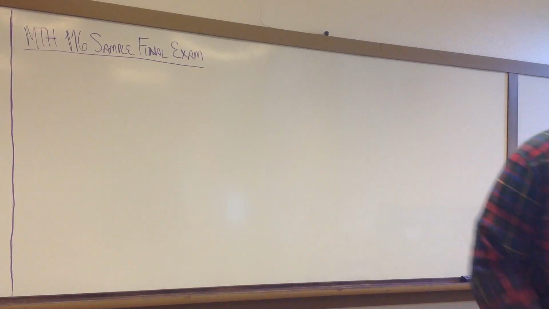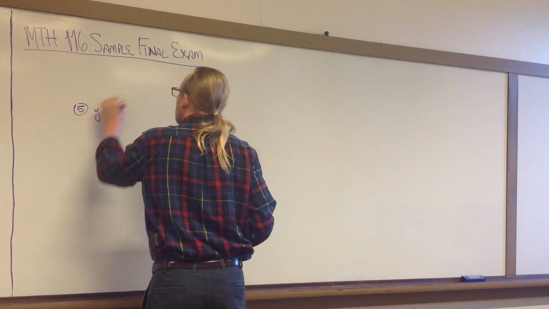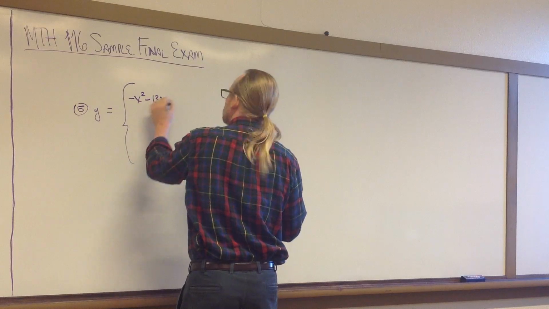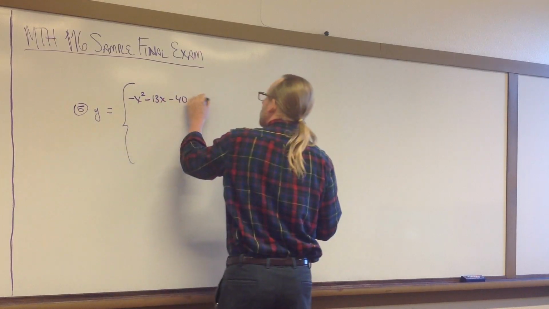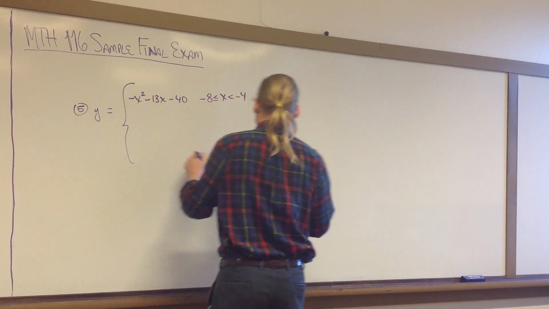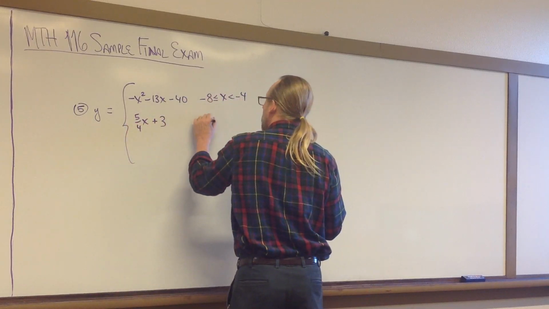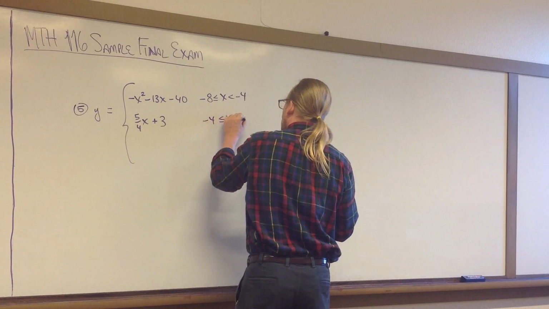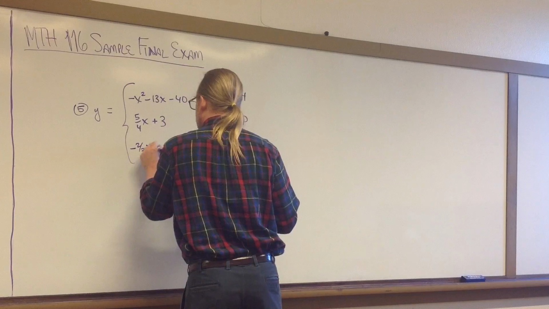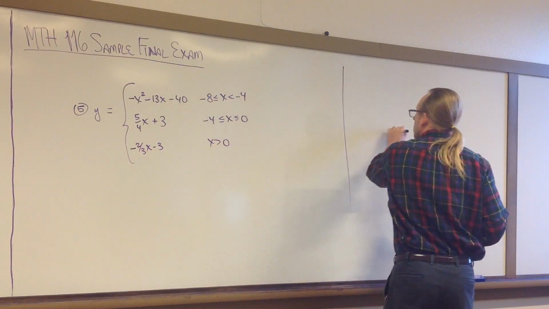All right, so first I'll write down the function. Number 5, y is negative x squared minus 13x minus 40 between negative 8 and negative 4, and then 5/4 x plus 3 from negative 4 to 0 inclusive, and then negative 2/3 x minus 3 for x greater than 0. All right.